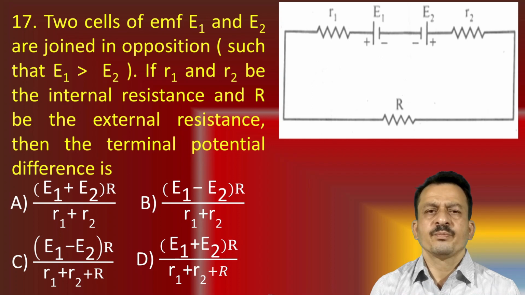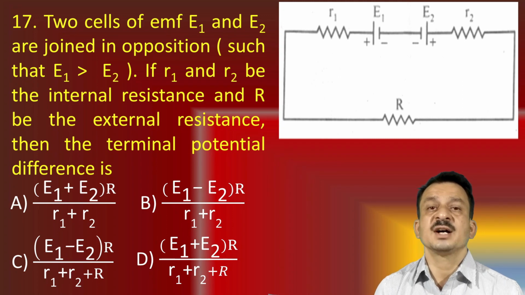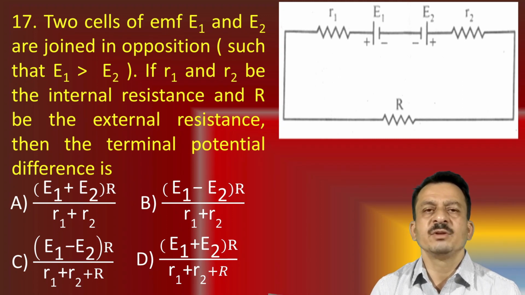Now by the method of elimination, since they are oppositely connected, the equivalent EMF becomes E1 minus E2. With that knowledge, we can eliminate A and D, obviously. Therefore, the answer should be between B and C. In B, we have only R1 plus R2. In C, we have R1 plus R2 plus R. Therefore, the total resistance is R1 plus R2 plus R, and hence, obviously, C will be the right answer.